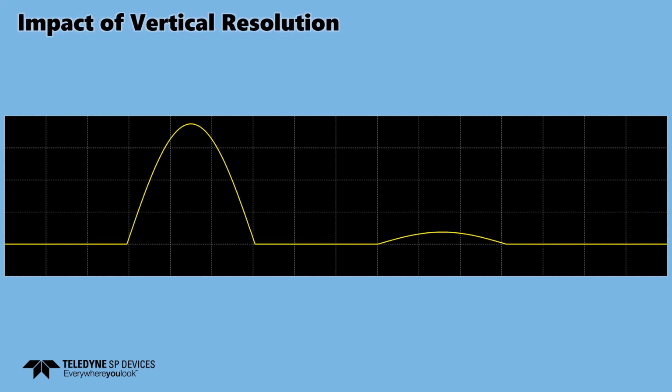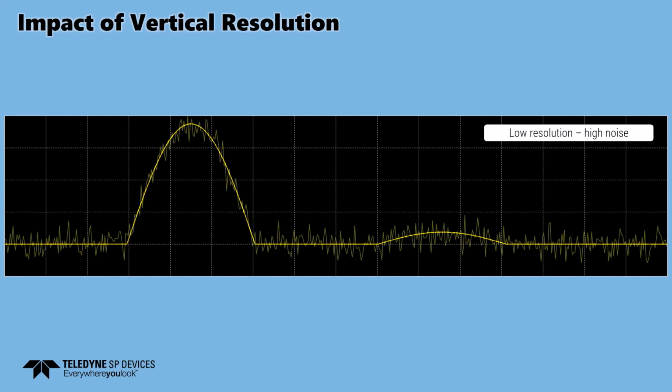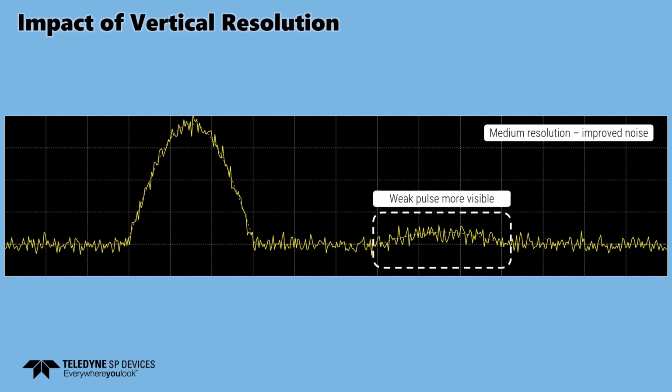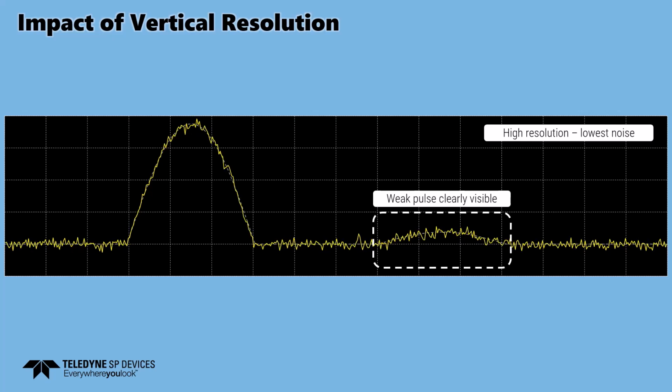The second important design consideration is the digitizer's vertical resolution. Low-resolution digitizers exhibit high noise levels, which can bury weak pulses in noise, making them undetectable. With higher resolution, the noise decreases and the weak pulse is easier to detect. And finally, when using a high-resolution digitizer, the situation improves even further so that the pulse becomes clearly visible.